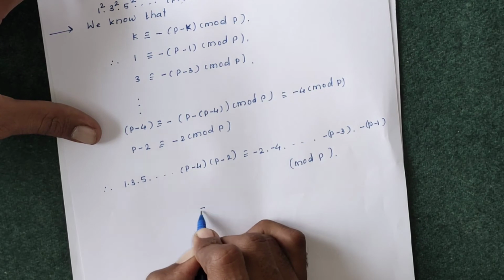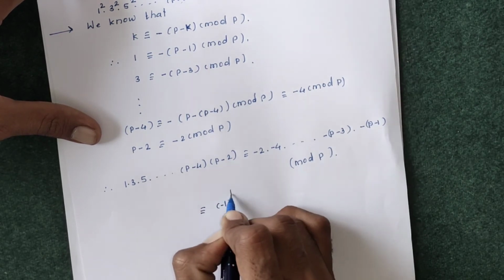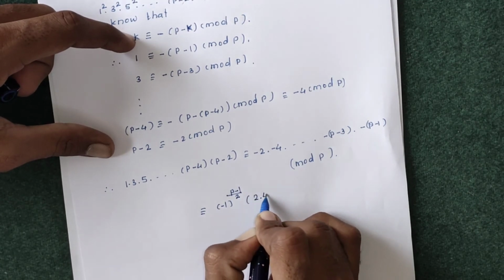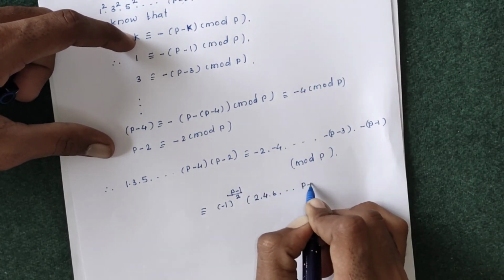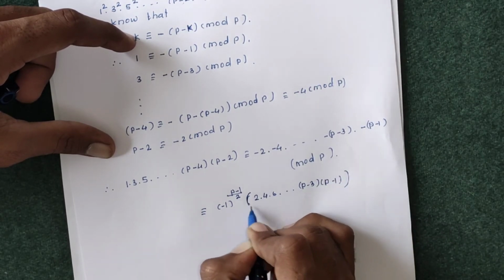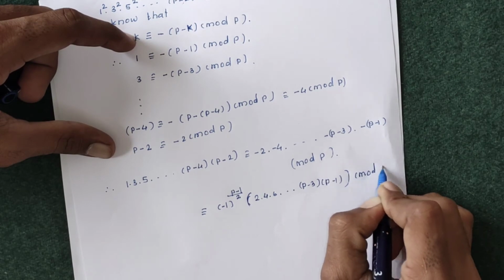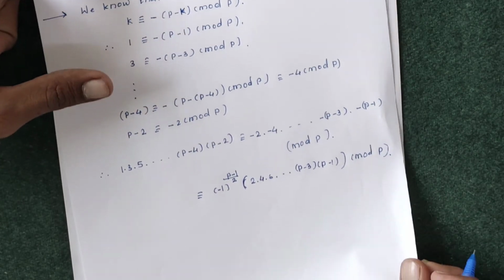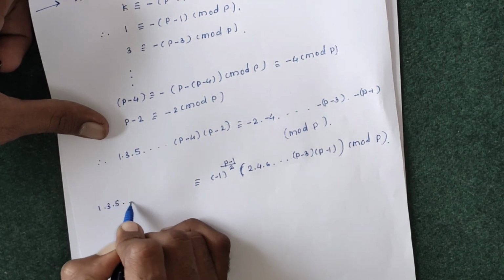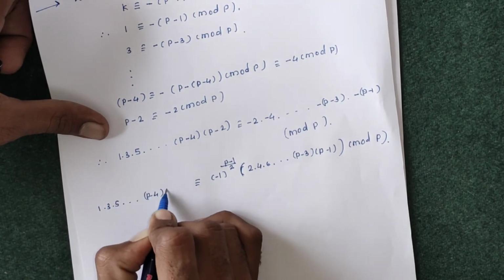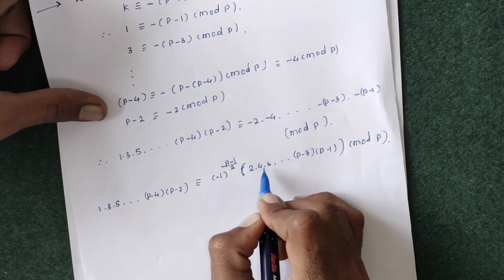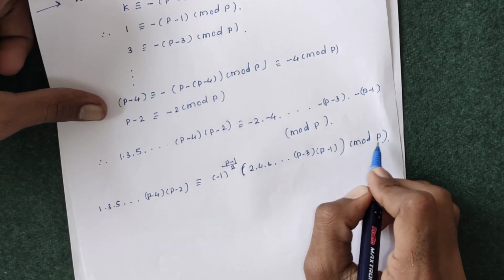So we can write this is congruent to minus 1 raised to p minus 1 by 2, and now 2 into 4 into 6 up to p minus 3 into p minus 1 under modulo p. So here we get 1 into 3 into 5 up to p minus 4 into p minus 2 is congruent to minus 1 raised to p minus 1 by 2 into 2 into 4 into 6 up to p minus 3 into p minus 1 under modulo p.